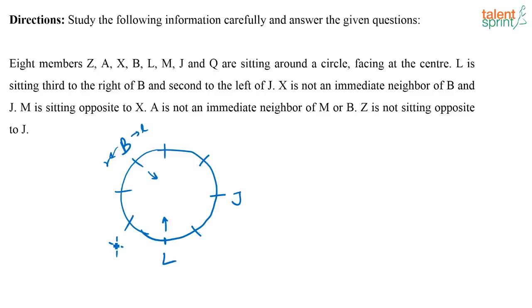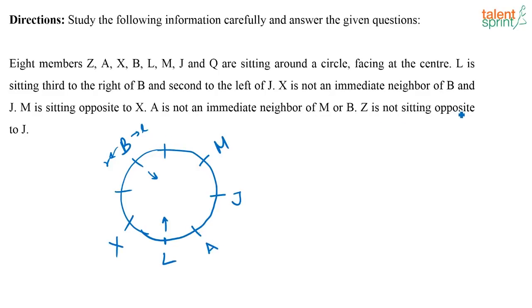X cannot be in these two places. So X has to be here. Now M is sitting opposite to X, which means M has to be opposite to X. So they should sit like this. A is not an immediate neighbor of M or B, so A cannot come in these two places. Where should A be? This has to be A.